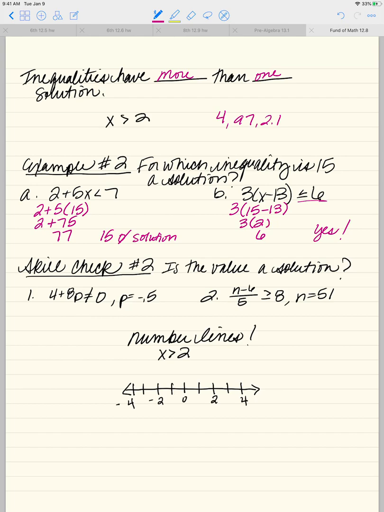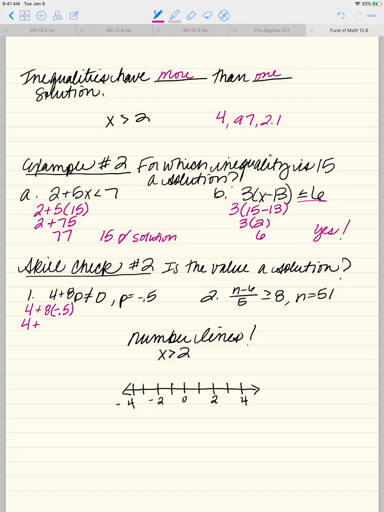Skill check number 2, is the value a solution? Okay, 4 plus 8p is not 0. Let's plug in negative 0.5 for p and see if that makes it true. 4 plus 8 times negative 0.5.